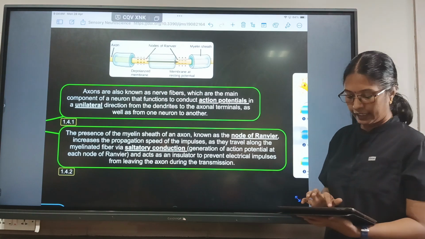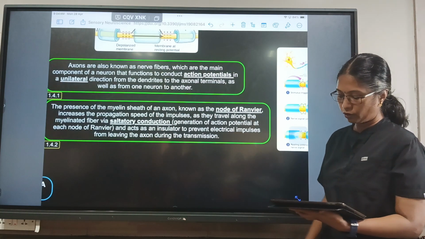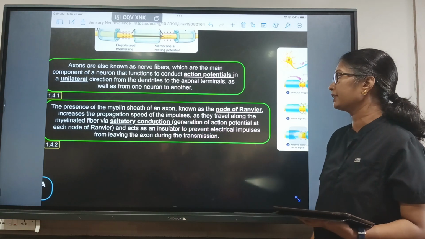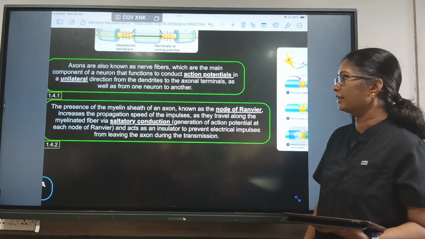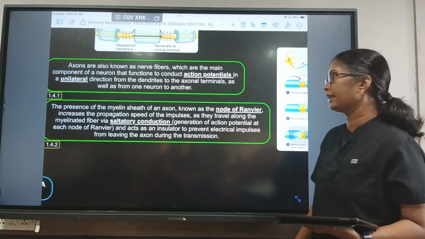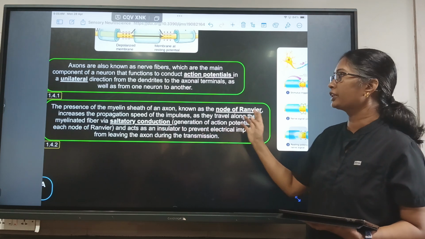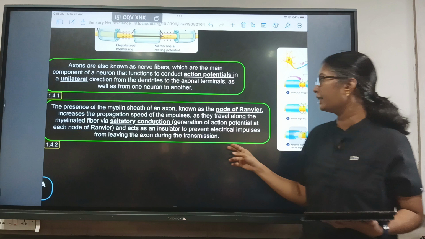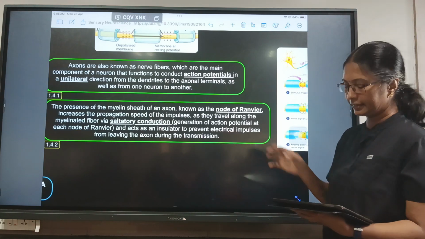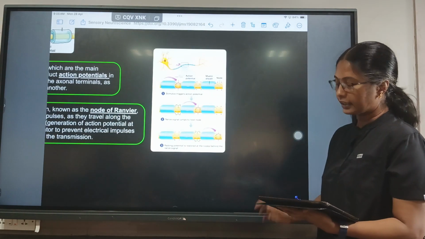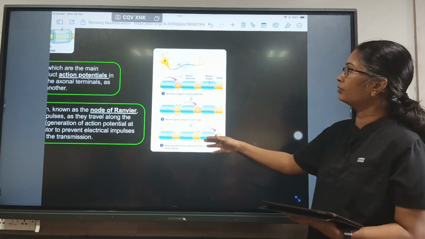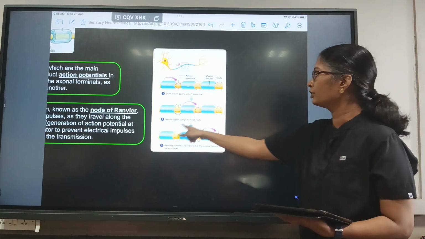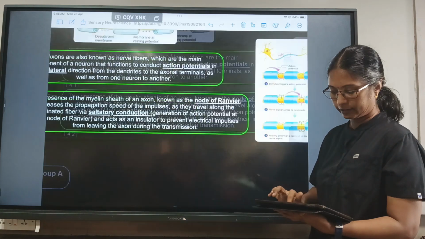So this forms the insulation so that the action potential travels in a unidirectional manner. And the presence of the myelin sheath of an axon, with the nodes of Ranvier, increases the propagation speed of impulses as they travel along the myelinated fiber via saltatory conduction. That is, generation of action potential at each node of Ranvier is saltatory conduction, and the myelin acts as an insulator to protect the nerve signal. So we can see how the nerve signal is transmitted. This is the saltatory conduction from one node to the other node.